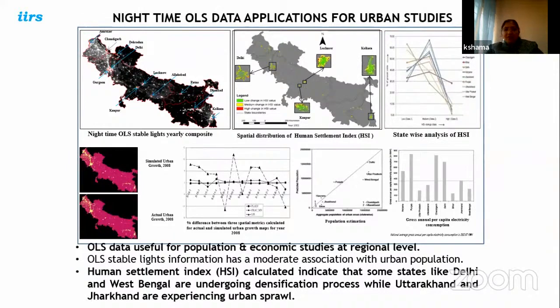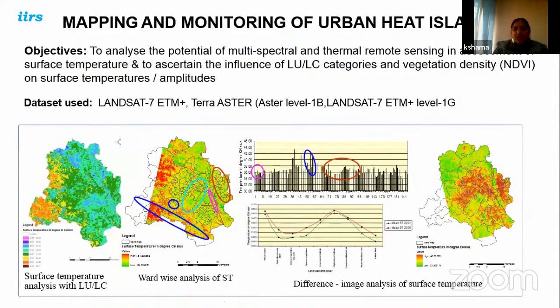Sometimes people have tried to see your population estimation, even electricity consumption. State-wise also you can identify what kind of electricity consumption is there. So all this data can be utilized. And this nighttime OLS data now goes as a very good input to even your Planning Commission, to identify the level of development in different states and different regions. So these are some of the very good examples of remote sensing data utilization.